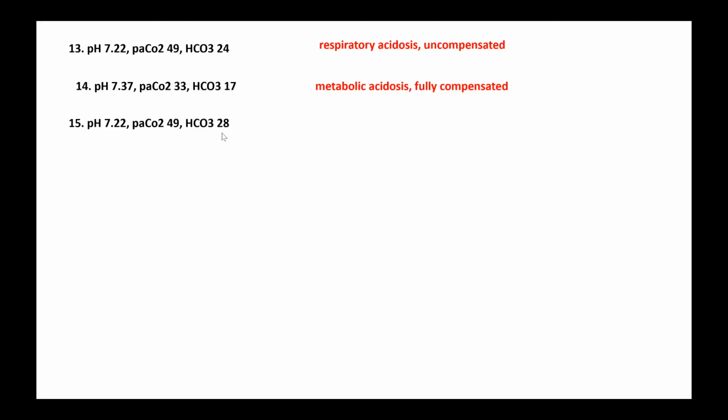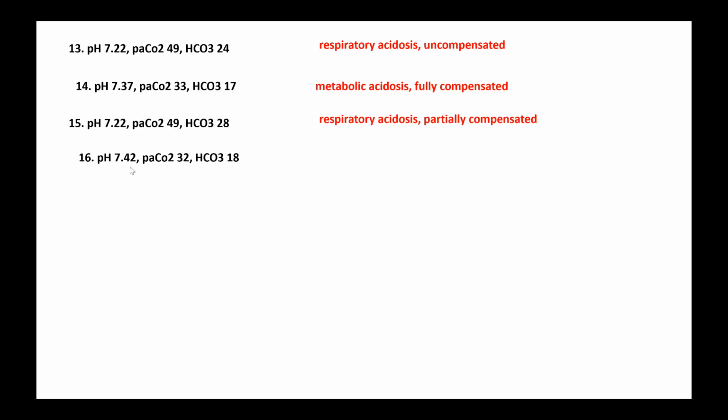And it is 7.42. So respiratory acidosis, uncompensated. Bicarb is low. And pH 7.37, metabolic acidosis with fully compensated. It's 7.22, PaCO2 49, bicarb 28. Respiratory acidosis, partially compensated, because pH has not come back to normal.